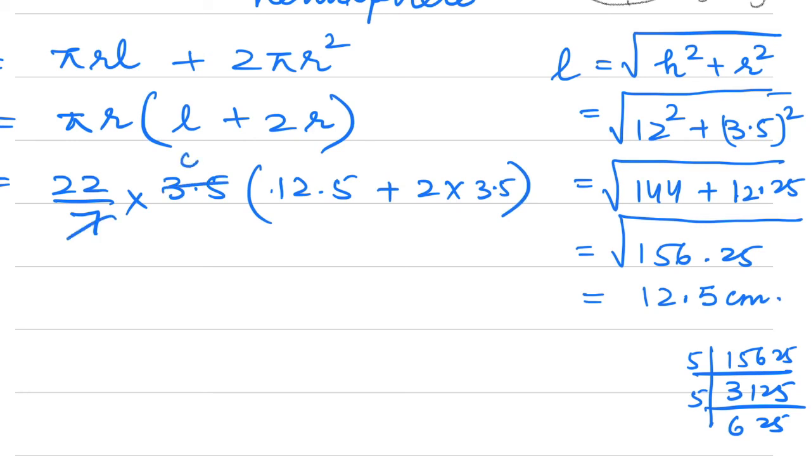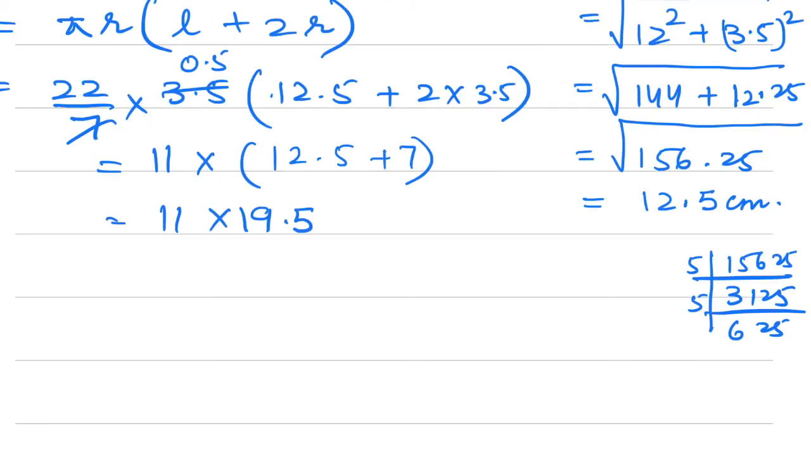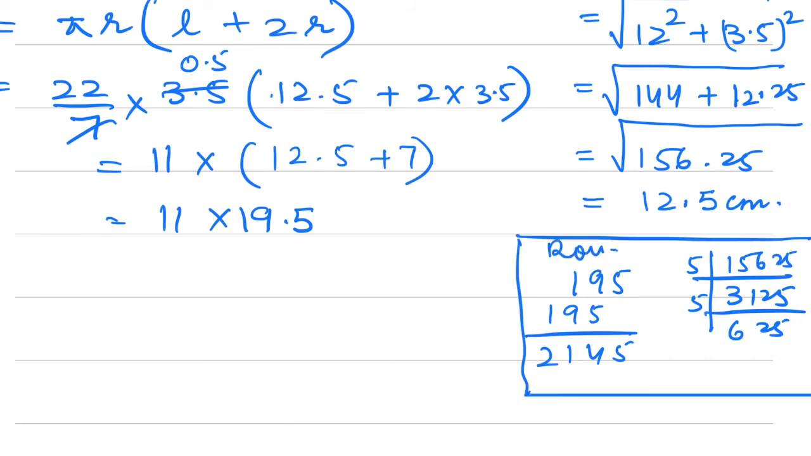So this 3.5 cancels with the 7, and this would be equal to 11 into 12.5 plus 7, so 11 into 19.5. Let's do some calculation. So 195 into 11 gives 2145, this was some rough work. So this is equal to 214.5 centimeter square. Answer.